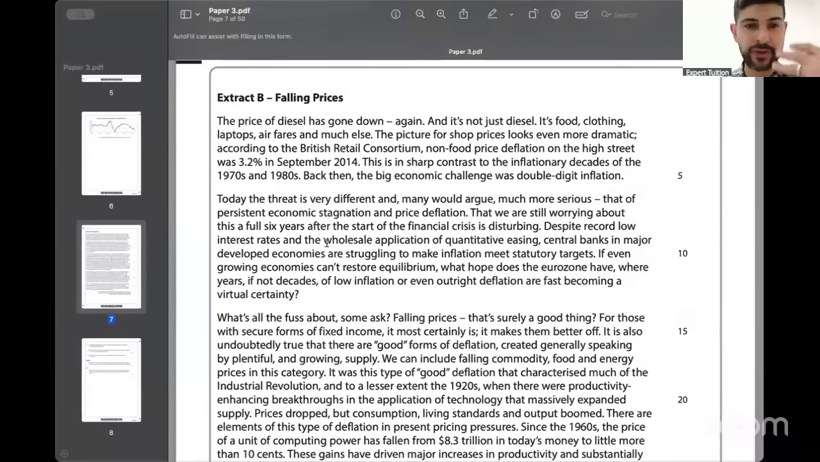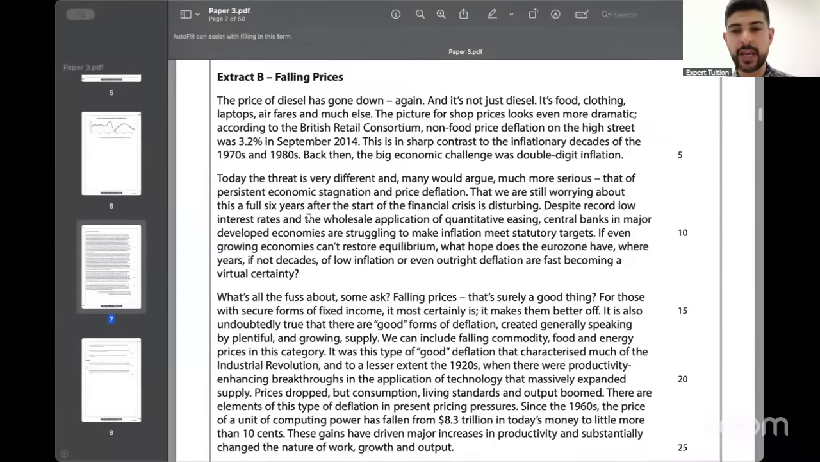Remember how paper three extracts help? This helps so much. It says, despite record low interest rates and the wholesale application of quantitative easing, central banks in major developed economies are struggling to make inflation meet statutory targets. Statutory targets, by the way, means legal targets. Like, the UK target is like 2% plus or minus 1%. What a quote.